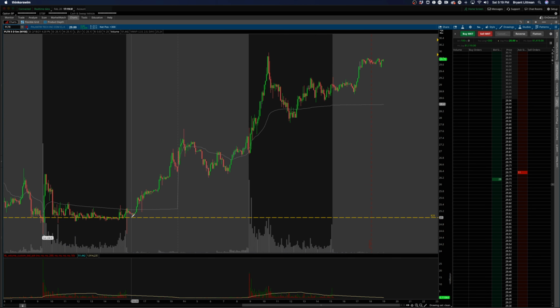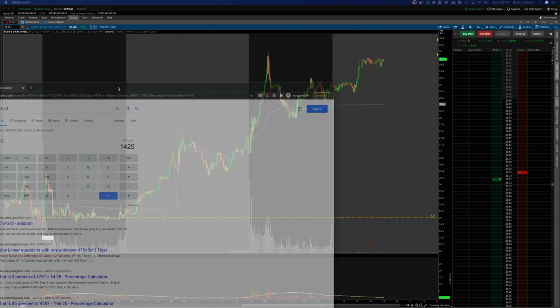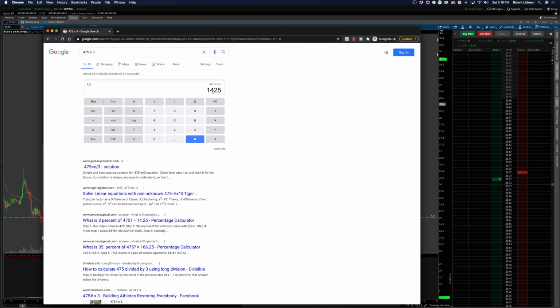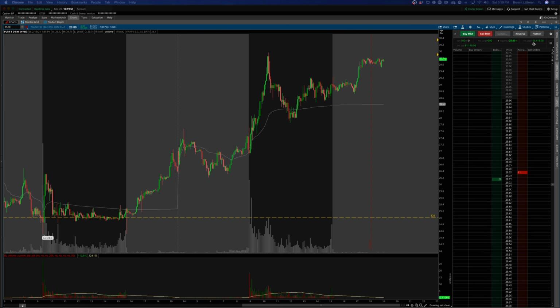So from $25 to up here, that's about $475 per 100 shares. We bring up a calculator over here, we see $425 times 3 because I'm in 300 shares. That's about a profit of $1,425, and that's pretty much roughly where my overall P&L is on the trade so far.